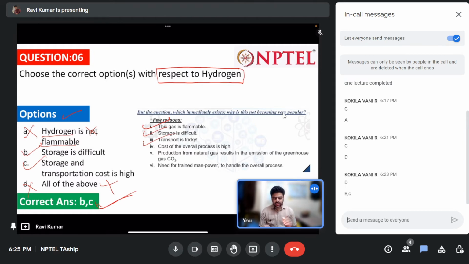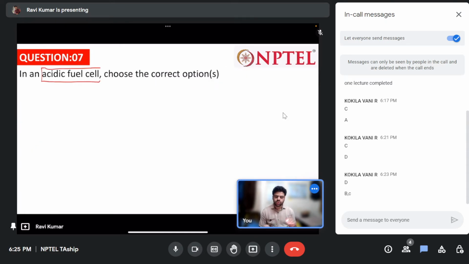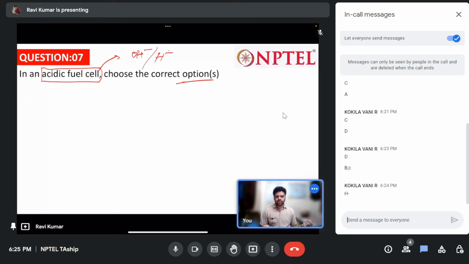So this is the next question, which says in an acidic fuel cell, choose the correct options. This question is about acidic fuel cell. First, let me know the ions in acidic fuel cell. OH negative or H positive? Which one will be the ion in acidic fuel cell? Hydrogen will be there, right?